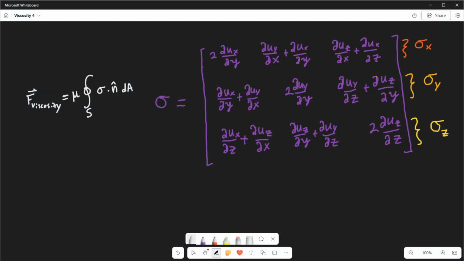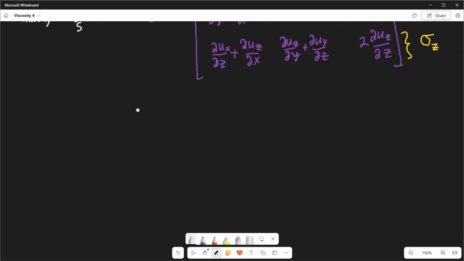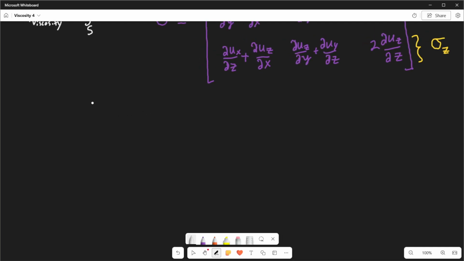So the next step is basically to put this in the Euler equation, and by putting this viscous force in the Euler equation, this will lead to the Navier Stokes equation. So, to go back and go over the Euler equation, it is basically this.